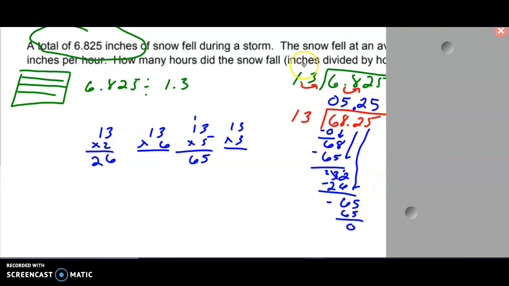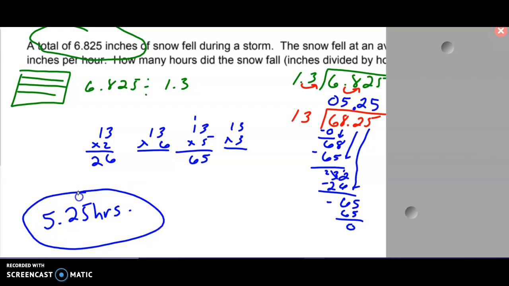So, how many hours did the snow fall? The snow fell for 5.25 hours, or, in other words, 5 hours, 15 minutes. We shall talk about that later. Look, we only needed to do 2 multiplication problems. All right, guys, let's see you do it now. Same problem.